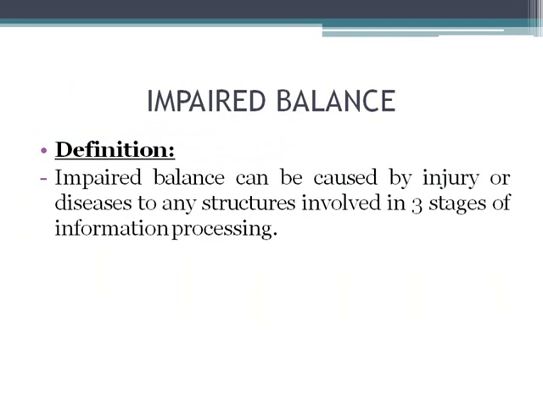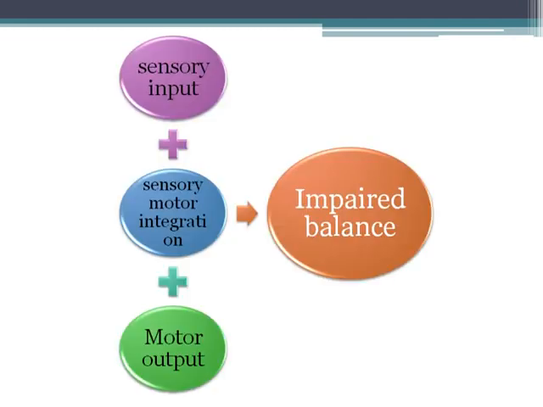Now, impaired balance. What is impaired balance and when does it occur? Impaired balance can be caused by injury or disease to any structures involved in three stages of information processing. The three stages are sensory input, sensory motor integration, and motor output. If any one of these is impaired, it results in impaired balance.